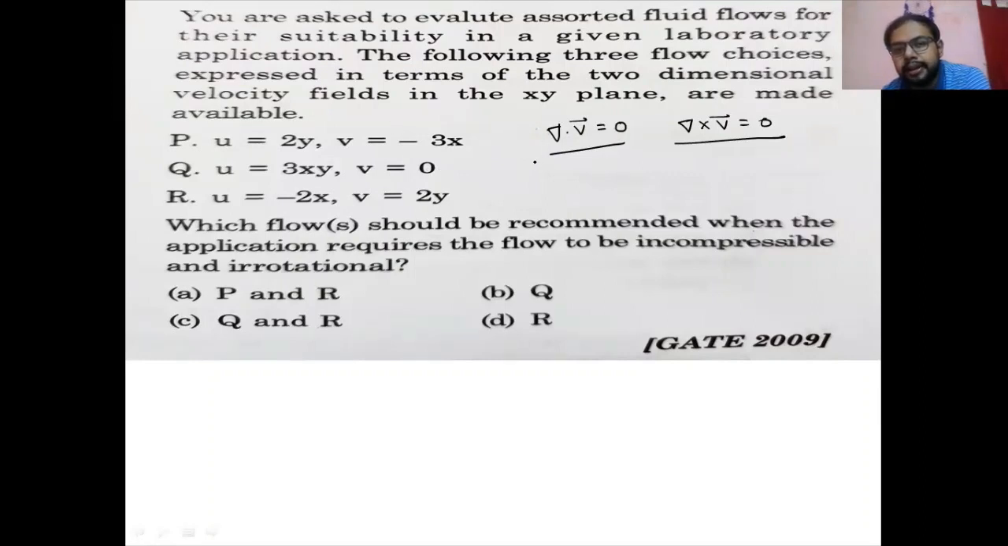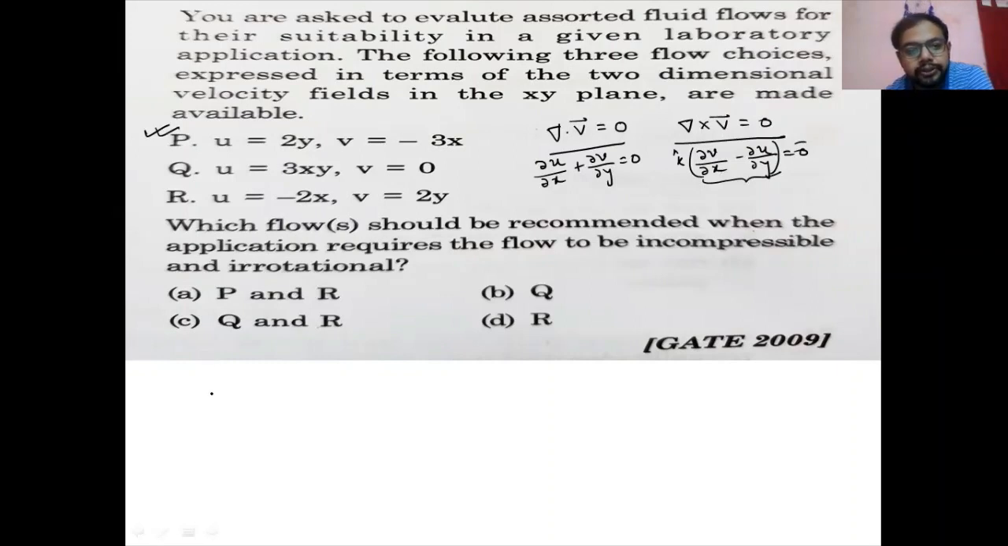As it is a two-dimensional case, this can be reduced to du/dx plus dv/dy is equal to 0. And the curl can be reduced to dv/dx minus du/dy. In the two-dimensional case, because only the k component exists, this term should be 0. So if you perform this, whichever satisfies will give the answer. Here, for u, the number P is satisfying incompressible but not satisfying the irrotational case.